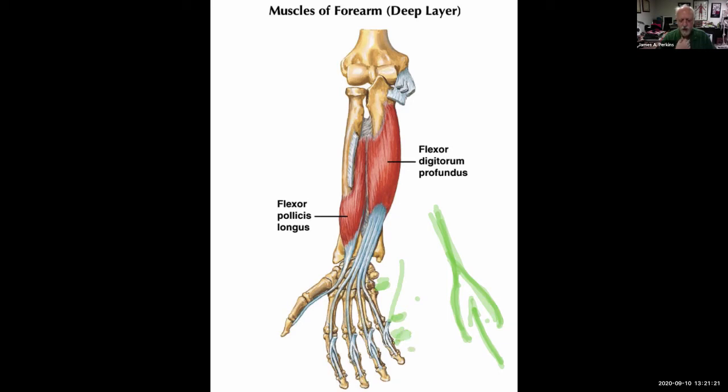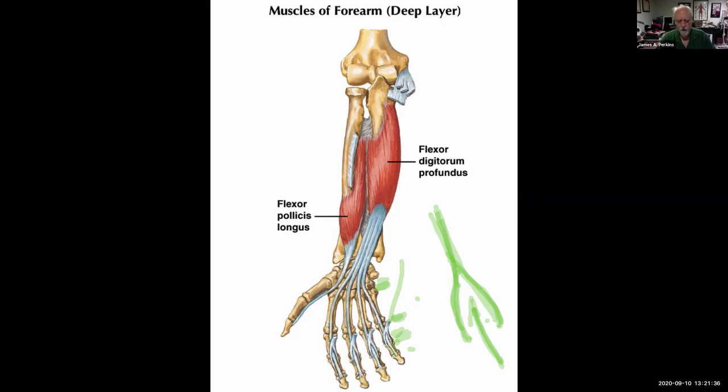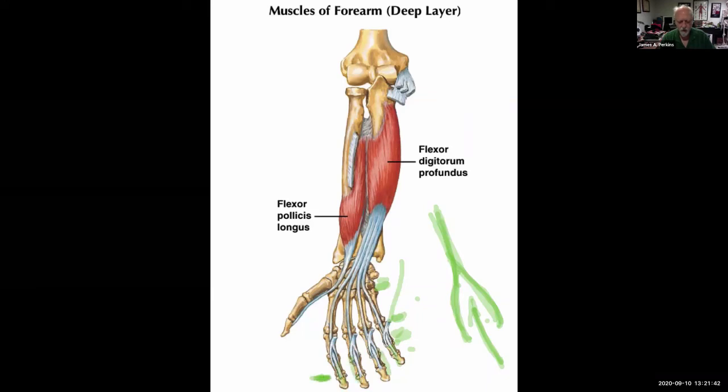But the superficialis ends at the middle phalanx. It doesn't continue all the way out to the distal phalanx. So the flexor digitorum superficialis can't flex the DIP joints, the distal interphalangeal joints. The flexor digitorum profundus is the one that continues all the way out to the distal phalanx. So that's the muscle that would be able to flex the DIP joints as well.